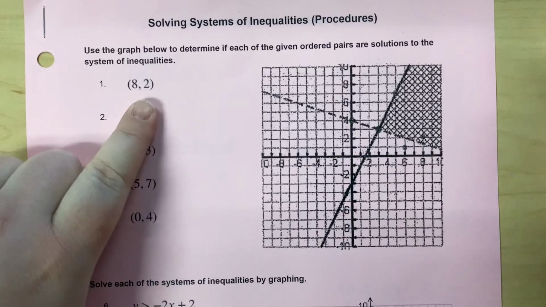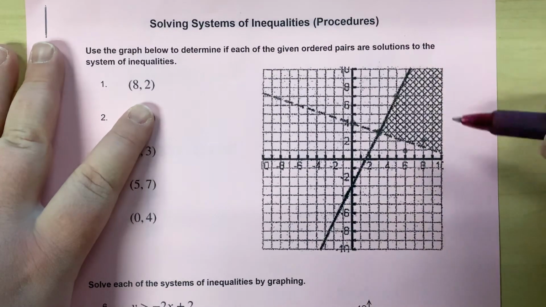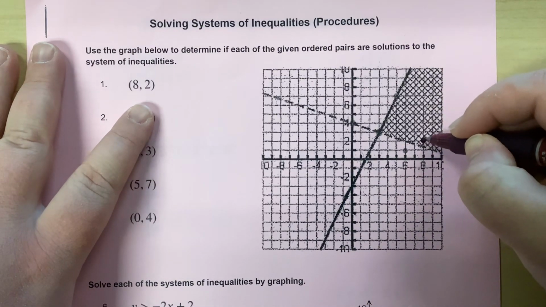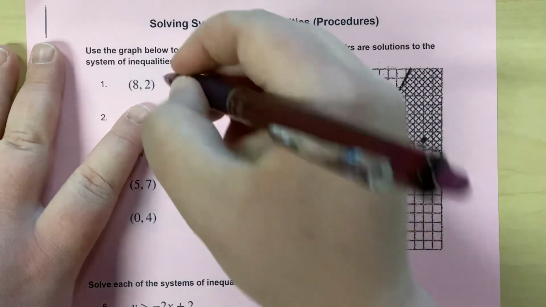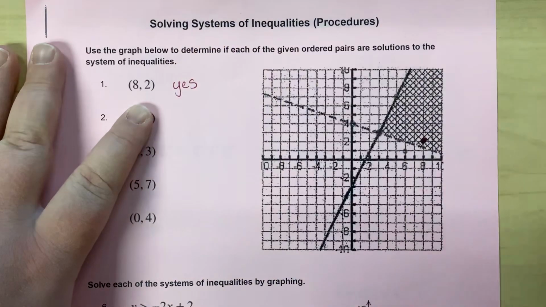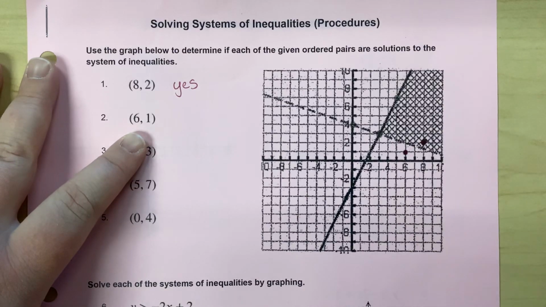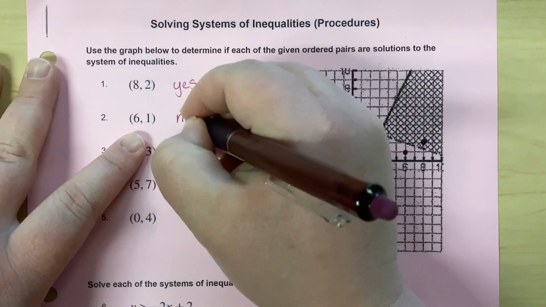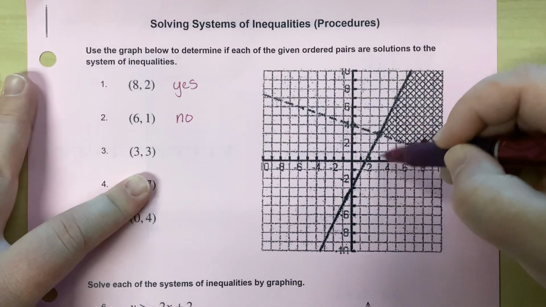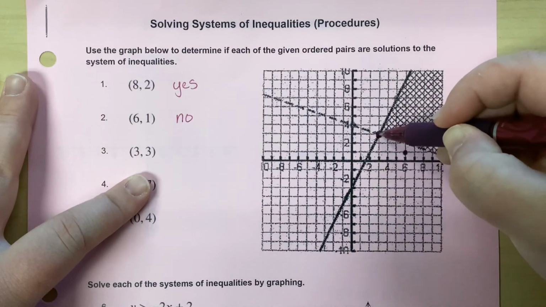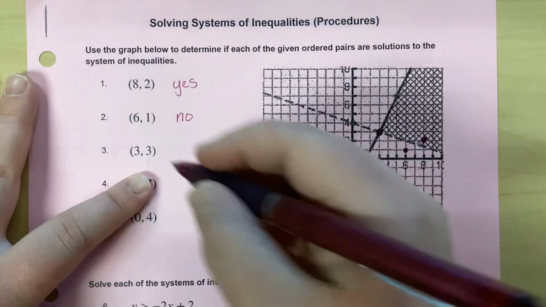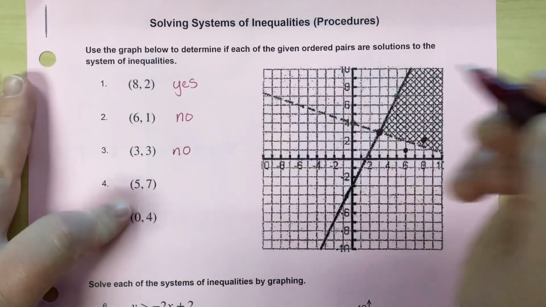So let's take a look. The first point we have is (8, 2), which is right here. Now (8, 2) is directly in the shaded region, so this one is a solution. Then we have (6, 1), which is right here. That is in the non-shaded region, so that is not a solution. (3, 3) is our intersection point, which, as I mentioned, cannot be a solution because one of the lines is dashed. So we're going to say no to that one.